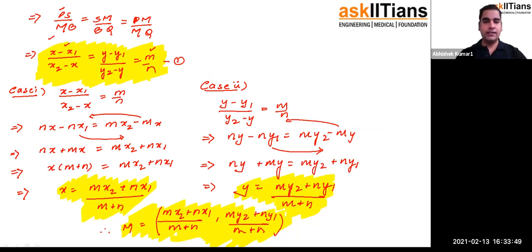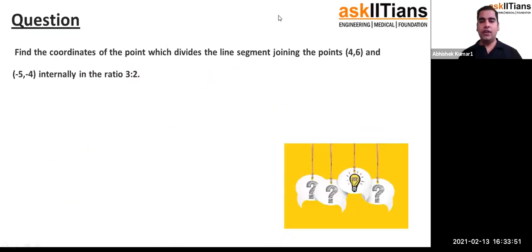All right, check out. So now we are going to learn the application of this formula, like how this formula is going to be applied to solve the problem. So check out, it's not a difficult thing, it's quite easy. What are we provided in this problem? We have to find the coordinates of the point which divides the line segment joining the points (4, 6) and (-5, -4) internally in the ratio m:n.